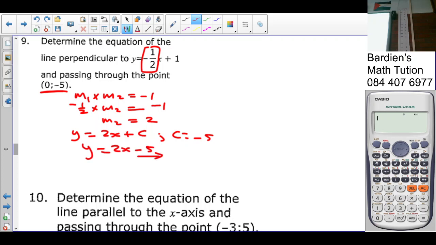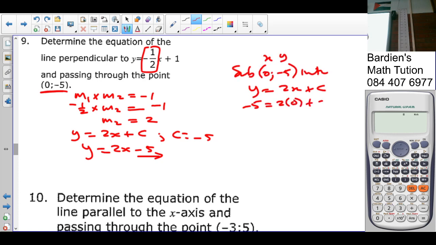However, if you didn't know what to do there, you just substitute. You substitute 0 and minus 5 into y equals 2x plus c. That's an x and a y. So you get c to be minus 5 again. But if you know that c is your y-intercept, and you know when to find the y-intercept, it is fine. If you're not sure, you always do that substitution method. So that is simple.